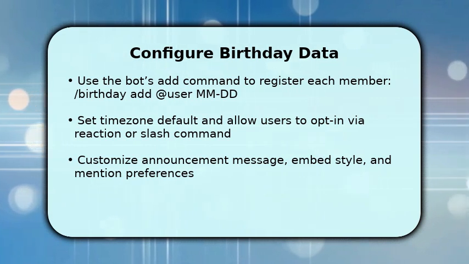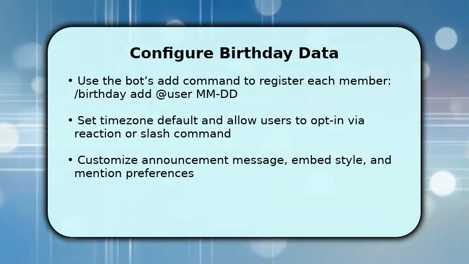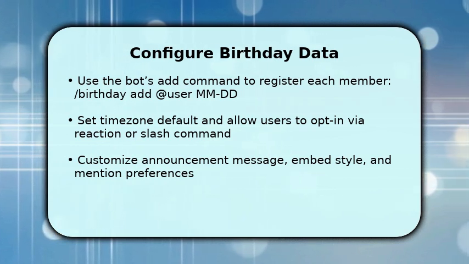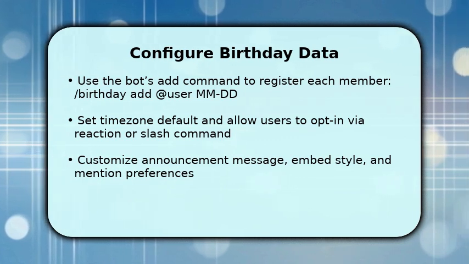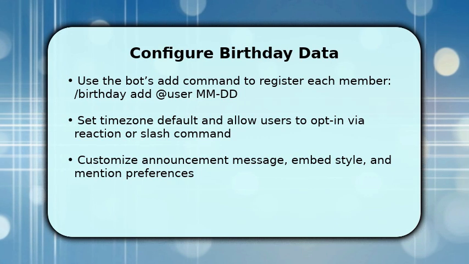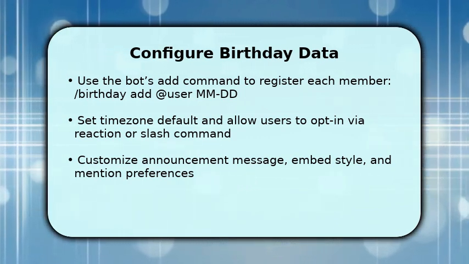Then set the server time zone and choose whether users opt in automatically or must react to join the list. Customize the announcement template, embed colors, and whether to ping the birthday role. Make sure to test with a dummy account and schedule a test announcement to confirm formatting and time zone handling.